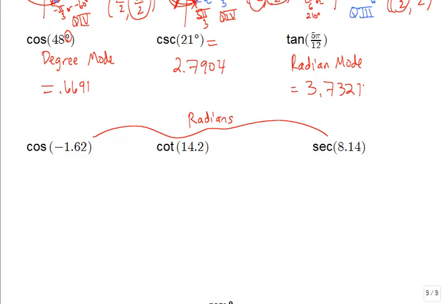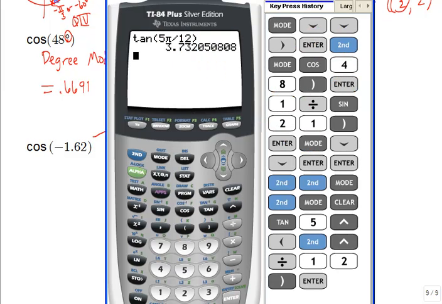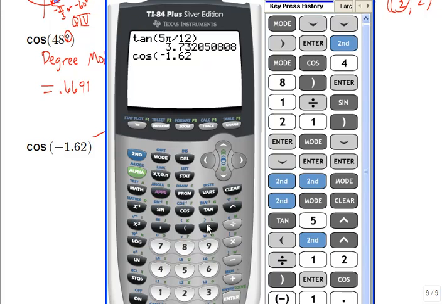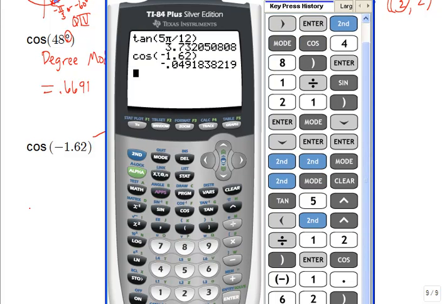Okay, and then the last 3 here, same thing, there's no degree, so we're just going to be using that radian mode, which we're already in, so it's just a simple question of doing cosine of negative 1.62. So this is going to give me negative 0.0492.